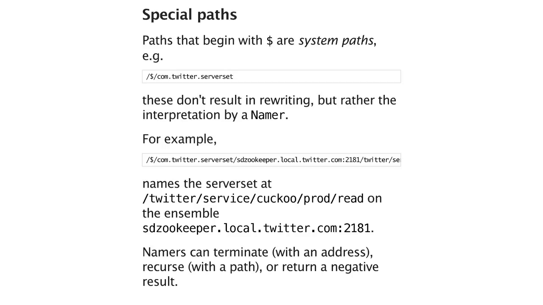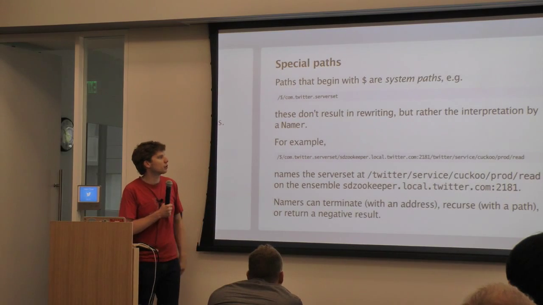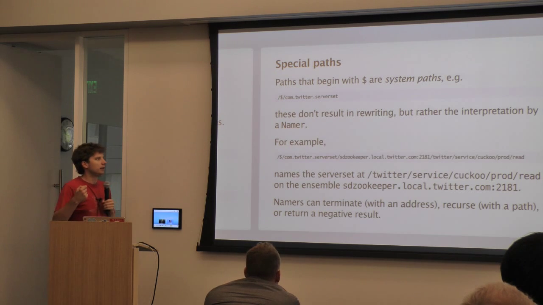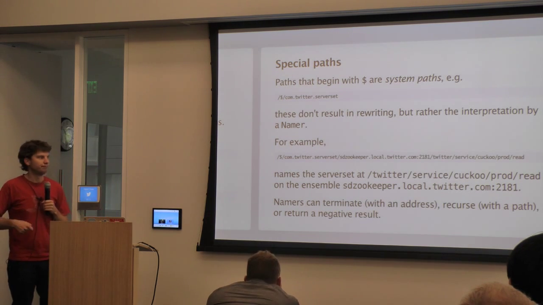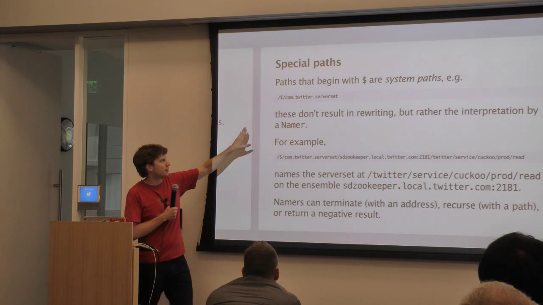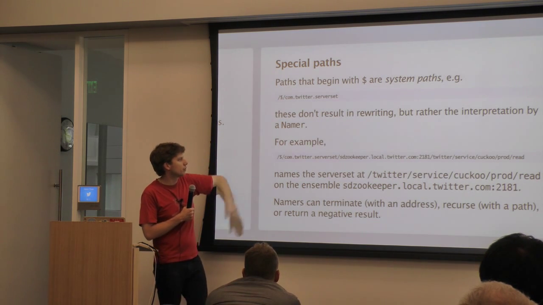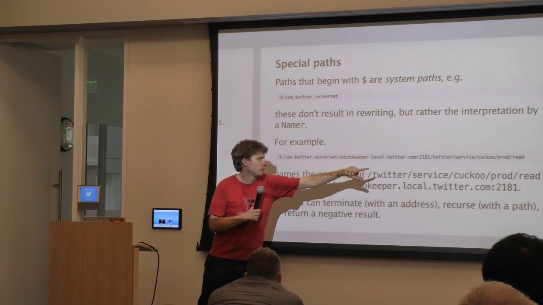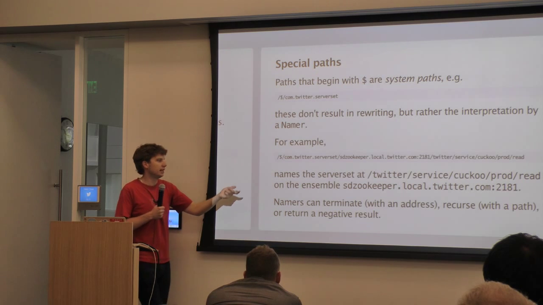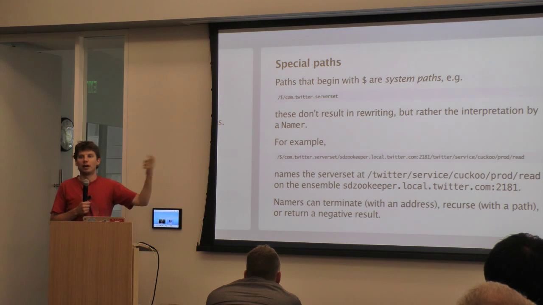And those we call system paths, and they begin with $. So, for example, the path $/com/twitter/serverset doesn't result in rewriting, but rather in something called the namer handling that rewrite. In this case, paths that begin with $/com/twitter/serverset take the residual of that path and give it to the serverset namer, which can then interpret it. That namer returns a Name.Bound that has the actual value of that server set.